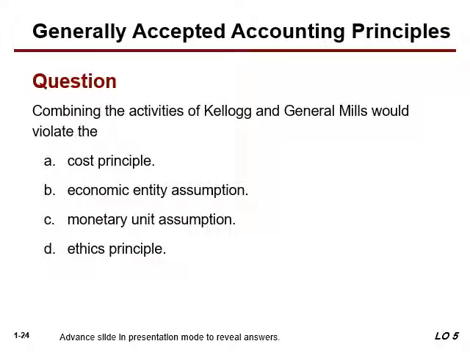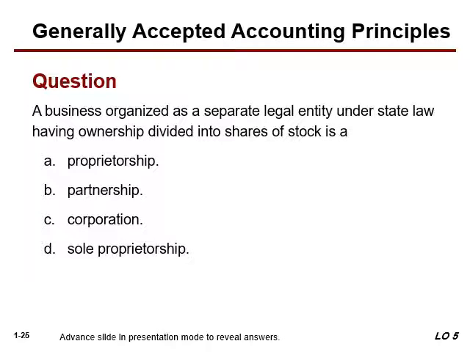Combining the activities of Kellogg and General Mills would violate the economic entity assumption. A business organized as a separate legal entity under state law, having ownership divided into shares of stock, is a corporation. The right answer is C, corporation, because the ownership is divided into shares of stock.